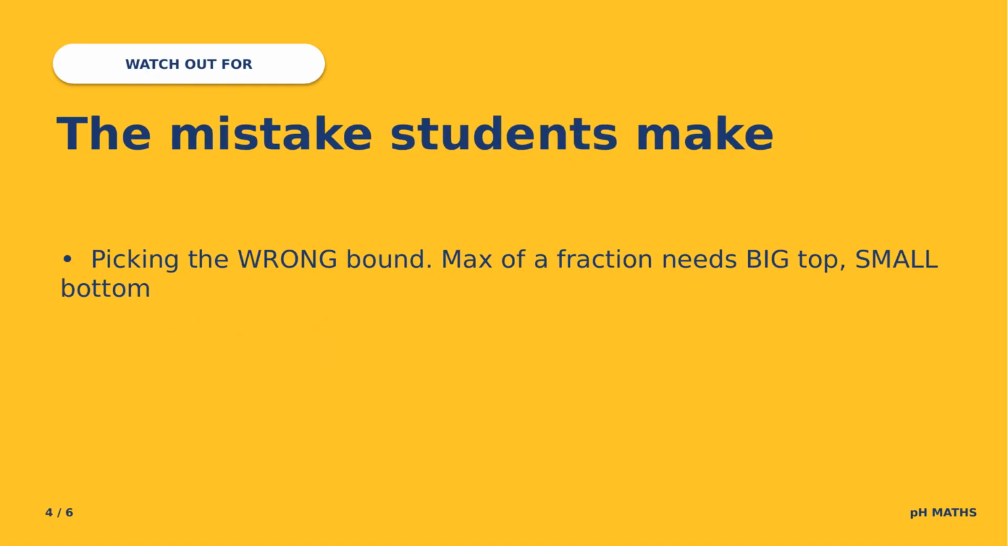Common mistake is picking the wrong bound. To maximize a fraction, you don't want both upper bounds, you want a big numerator and a small denominator. Same for subtraction. Big first term, small second term. Think about what makes the expression as big as possible.